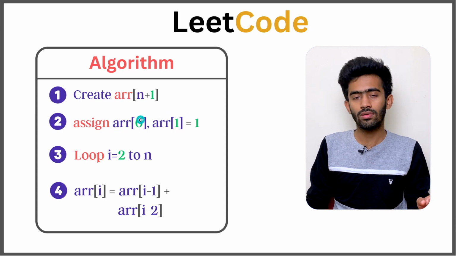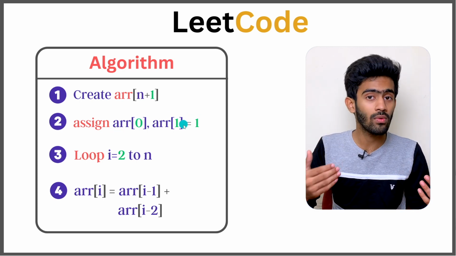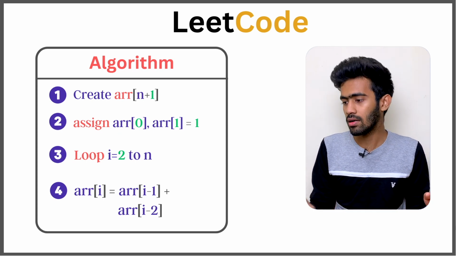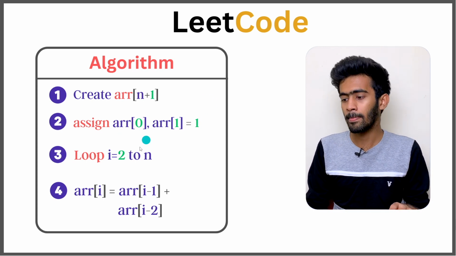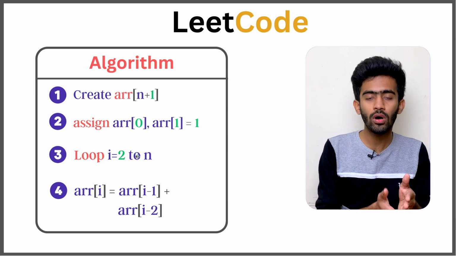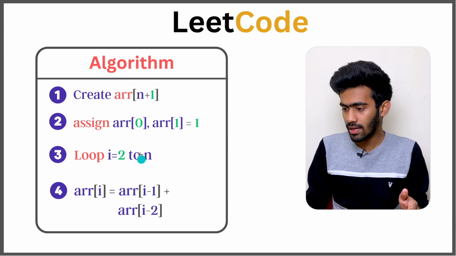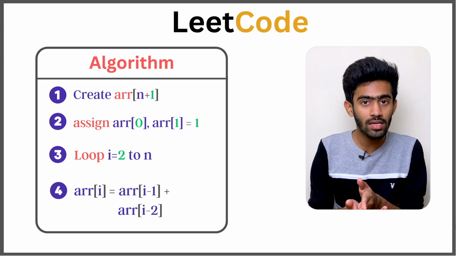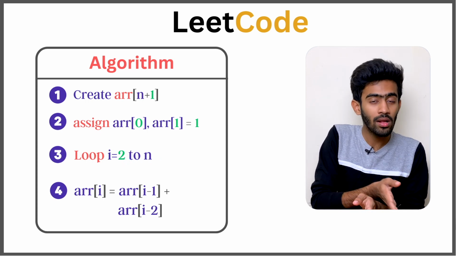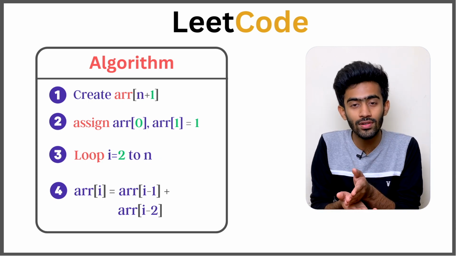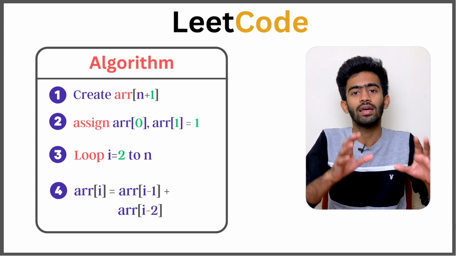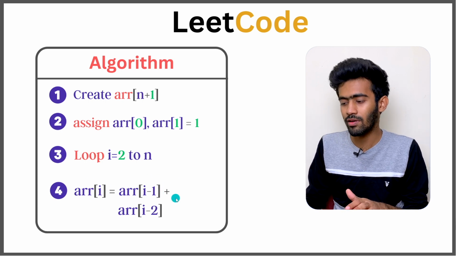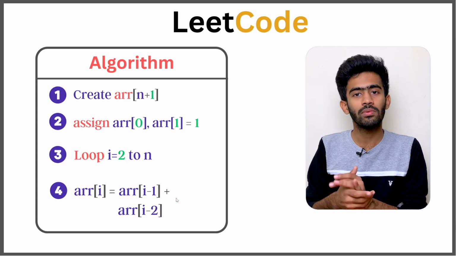The first, as we know, array of 0 and array of 1 are set to 1 by default by us. We know that the series starts with 1 and 1, so we are assigning 1 by default, and we are going to loop from 2 until n. In all these iterations, what is the operation that we are going to perform? Array of i is equal to array of i minus 1 plus array of i minus 2. f of n is equal to f of n minus 1 plus f of n minus 2. The same concept is being applied here. Array of i is equal to array of i minus 1 plus array of i minus 2. Exact formula for a Fibonacci sequence.